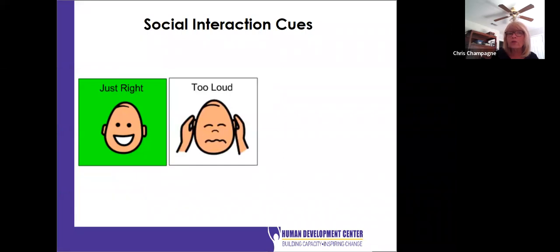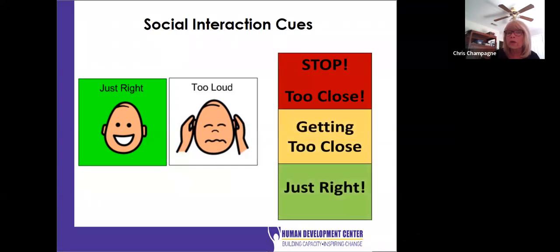Here's another social cue where you might be able to show them this card. Again, you're getting too loud, you're just right. Voice volume wise. This one's for kids that might have trouble with proximity and kind of what we call space invaders. So you could show them, maybe again with the bead, you might want to use this to slide it up and down and practice this with them where they move in close and then you show them the just right distance when interacting with someone.